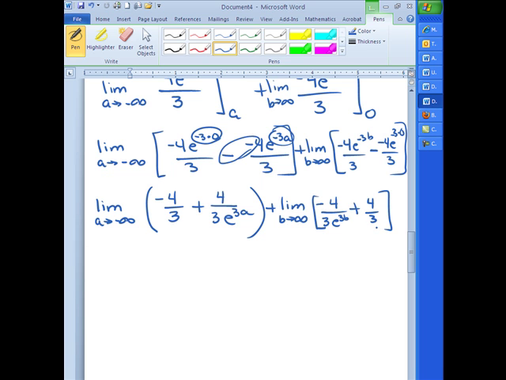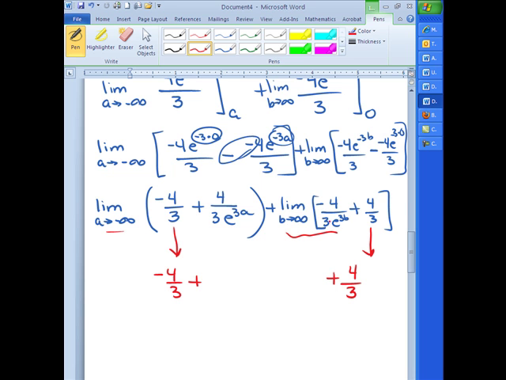And now let's take a look at the pieces. I'm going to do the easy ones first, and those are our constants. So the limit of negative 4/3 as a goes to negative infinity is negative 4/3. The limit of positive 4/3 as b goes to infinity is positive 4/3. Now let's take a look at these other ones. I'm going to do the easiest first, and I think that's the one over here.